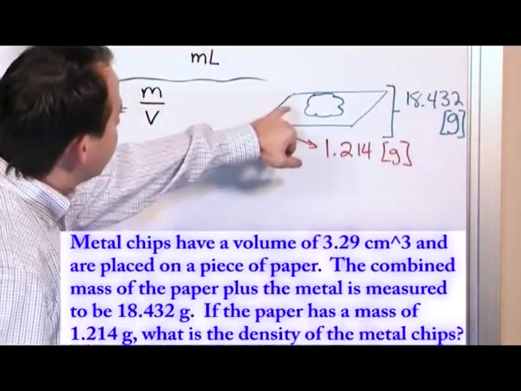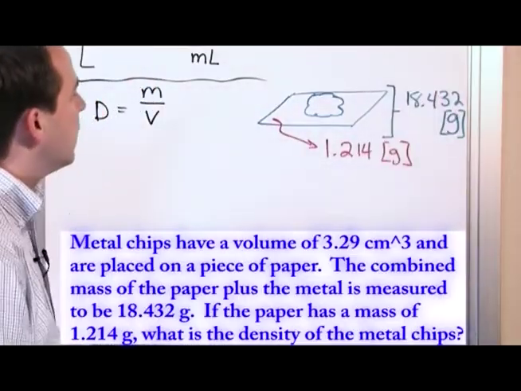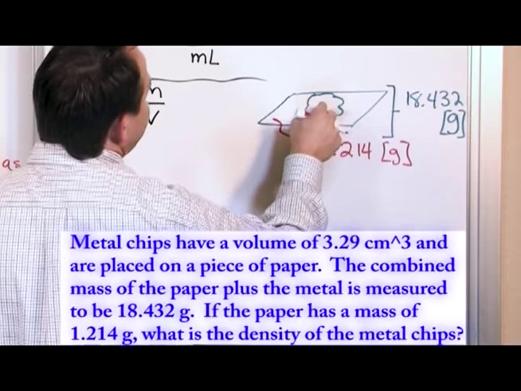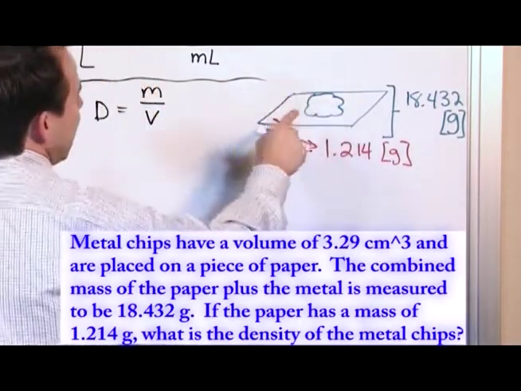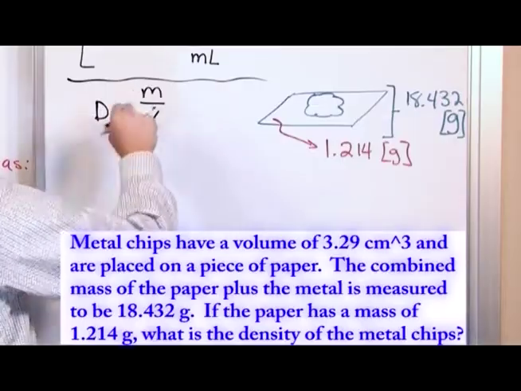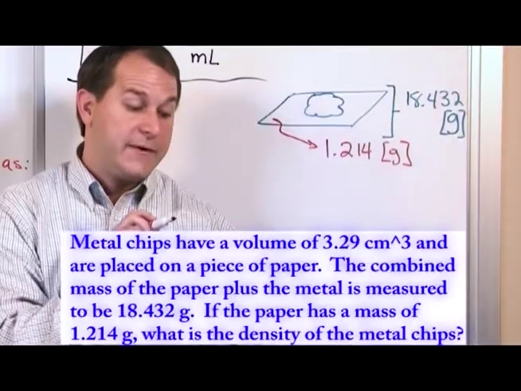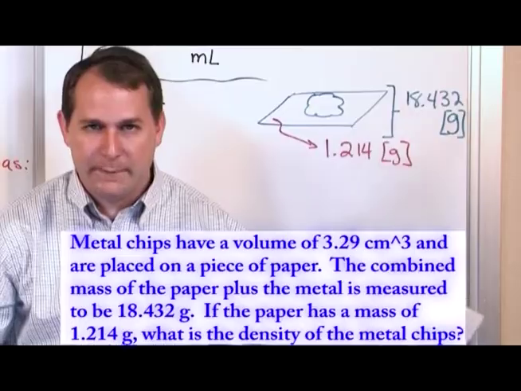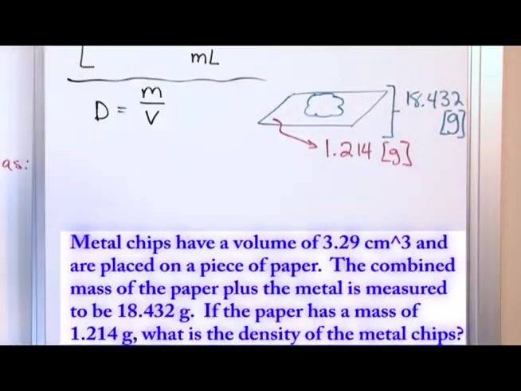So if we know the mass of the paper and we know the mass of the combined thing, then all we need to do is subtract these two numbers to figure out what the mass of the actual metal sitting on top is, which is the number we need to stick in here, because we're not interested in the mass of the paper. We're trying to calculate the density of the metal chips. So we need the mass of the metal chips. We need the volume of the metal chips. Okay, so let's go ahead and do that.